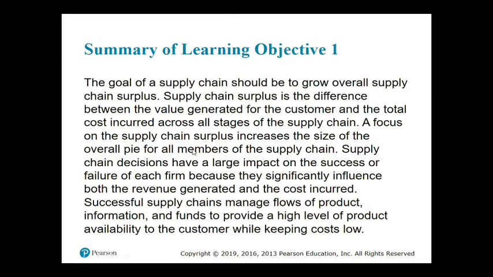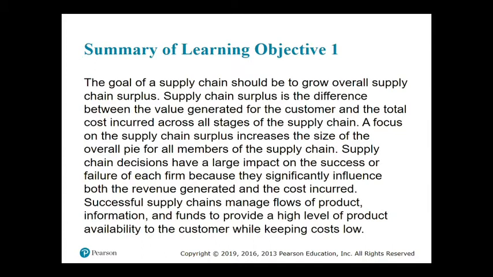So to briefly summarize what we have learned so far, we talked about what is the objective of the supply chain: to maximize the supply chain surplus, which is the difference between customer valuation and the cost of the supply chain. And to achieve this goal, we need to focus on coordinating members in the supply chain to increase the overall size of the pie rather than each company focusing on their own goals.